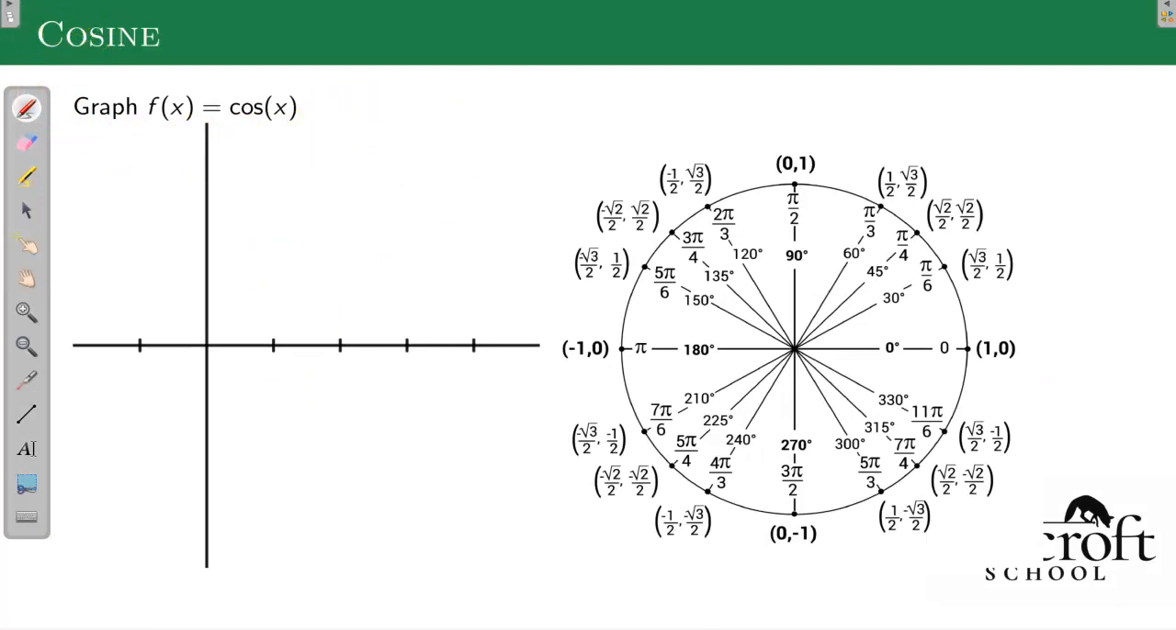Next we have cosine. We can ask the same question. What's the biggest cosine is ever going to be? Well, cosine is the x values on the circle. So the biggest it'll be is over here at 1. The smallest it'll be is if I go all the way to the left at -1.